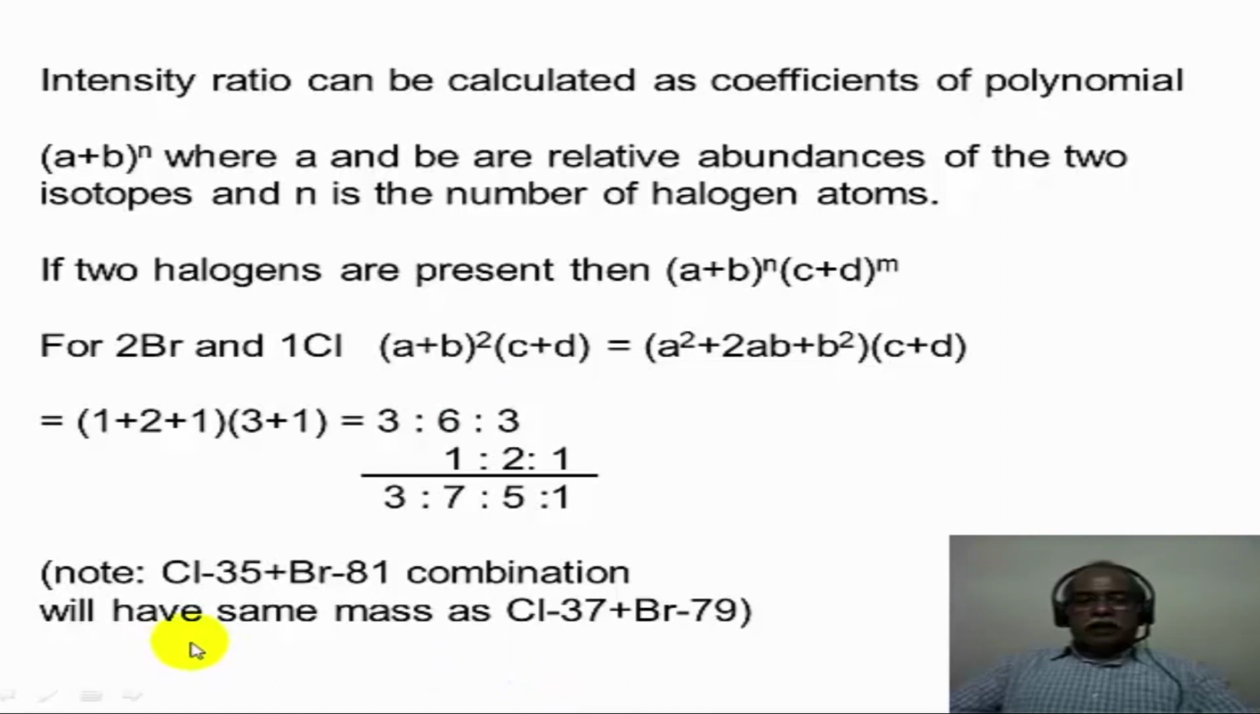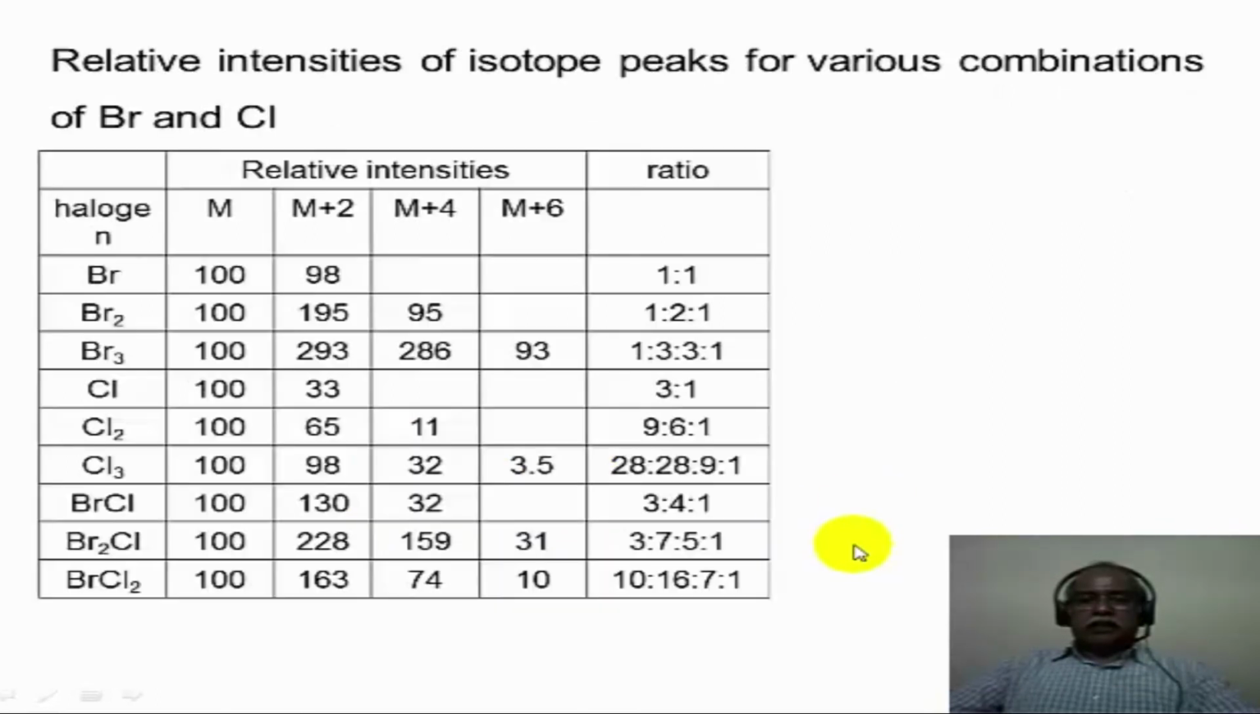In other words, a combination of chlorine 35 and 81 will have essentially the same mass as a combination of chlorine 37 and bromine 79, which will be the m plus 2 ions. So one needs to be careful to add up the corresponding molecular weights of compounds in order to obtain the relative ratios of the isotope peaks that one would see in this kind of situation.